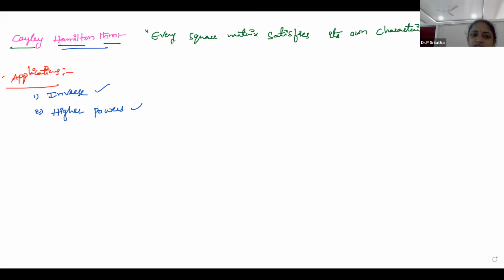What is the statement of the Cayley-Hamilton theorem? Every square matrix satisfies its own characteristic equation. So what does its own characteristic equation mean? If we have a matrix like 1, 2, 2, 2, 1, 2, 2, 2, 3, then we have to find the characteristic equation.